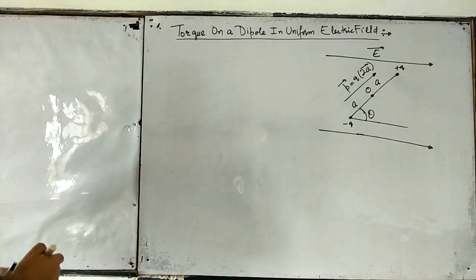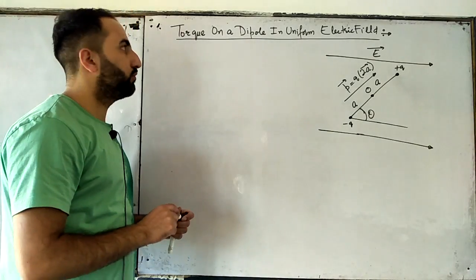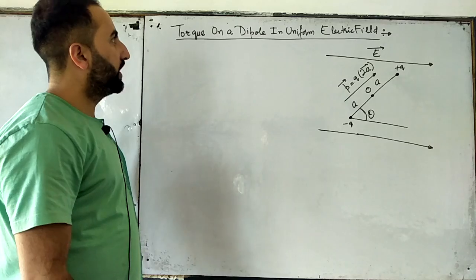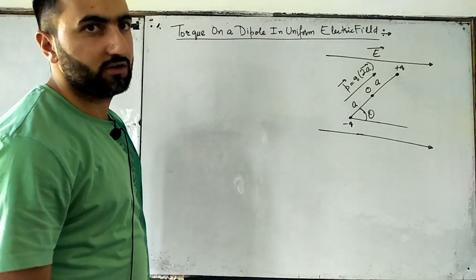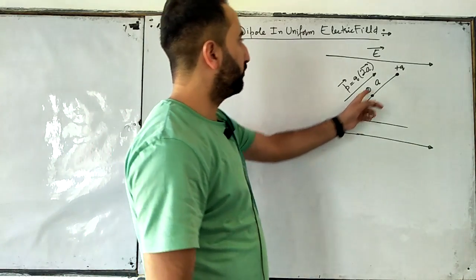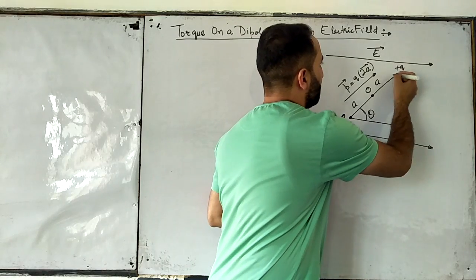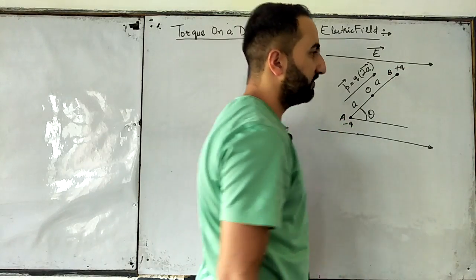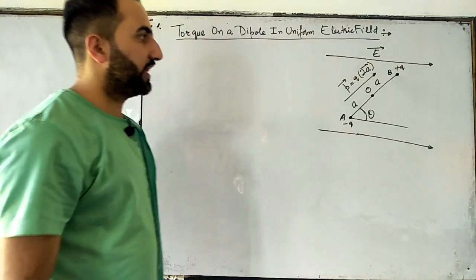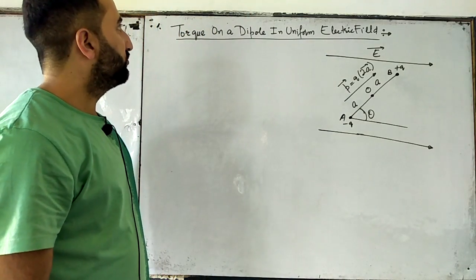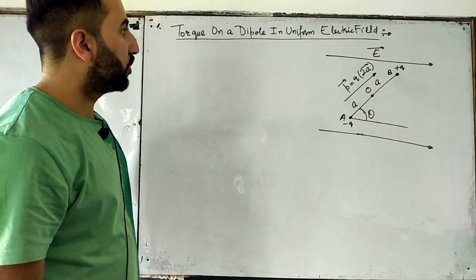Okay, so the next part is this, again important for the board exams. That's torque on a dipole in uniform electric field. Okay, so this is a dipole, minus q and plus q, and here this point is for example A, and this point is B. It's placed in the region of uniform electrostatic field. Now the question is to calculate the expression for the torque on the dipole.